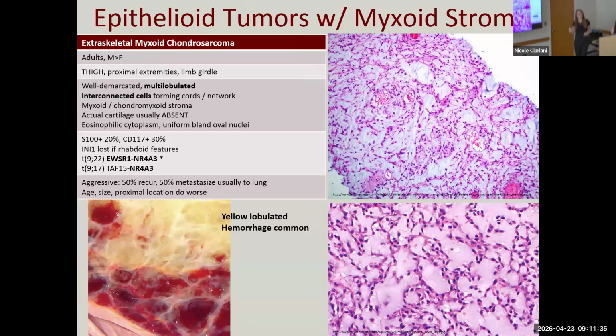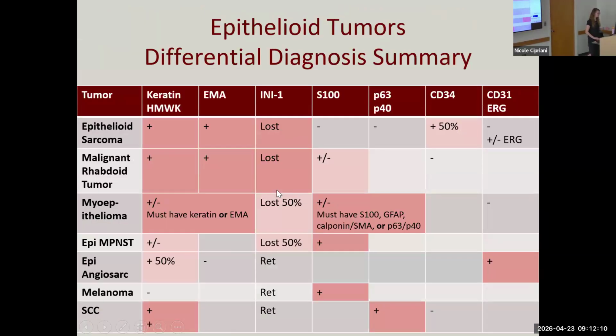Versus extraskeletal myxoid chondrosarcoma, kind of your diagnosis of exclusion. You don't have keratin. You may or may not have S100. You don't have any other markers. You're usually in a limb or extremity of an adult, so you're not really thinking of a chordoma, right, unless it's metastatic. But you have these interconnected cells that are kind of holding each other's little hands with myxoid stroma, and you have EWS or NR4A3 fusion. Usually, you will do the fusion to prove it because immunos kind of won't work. Okay. These, again, are aggressive and metastatic.